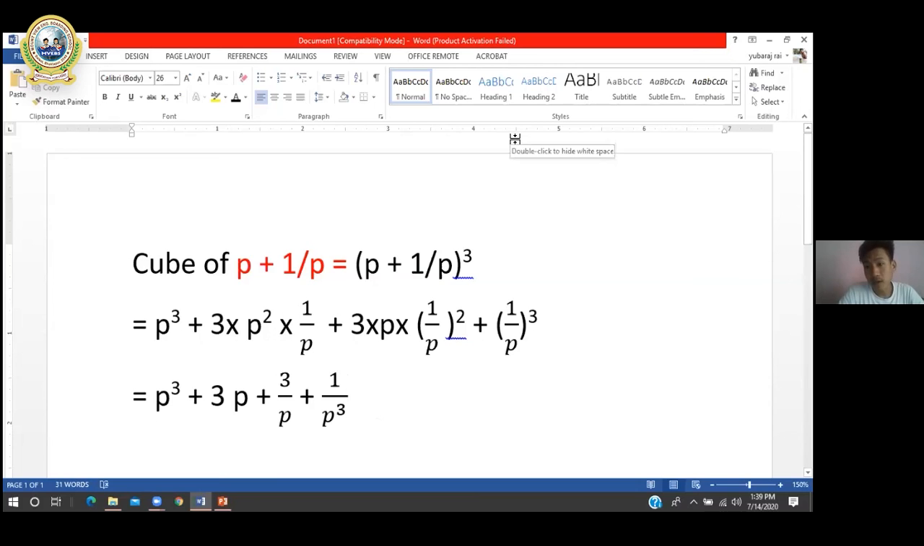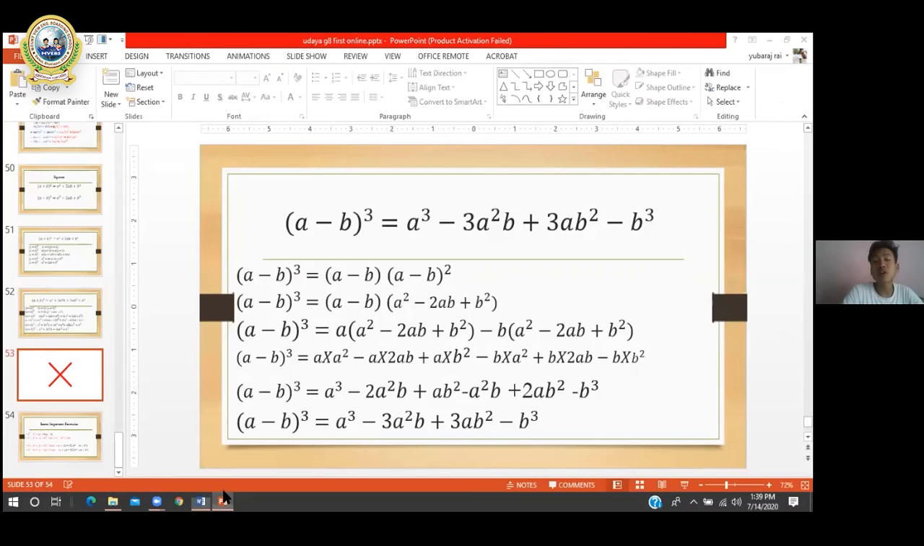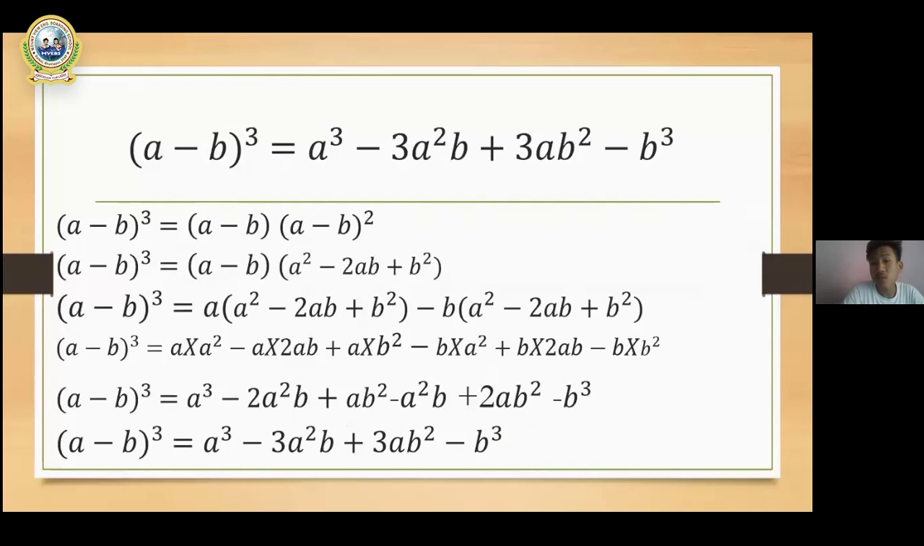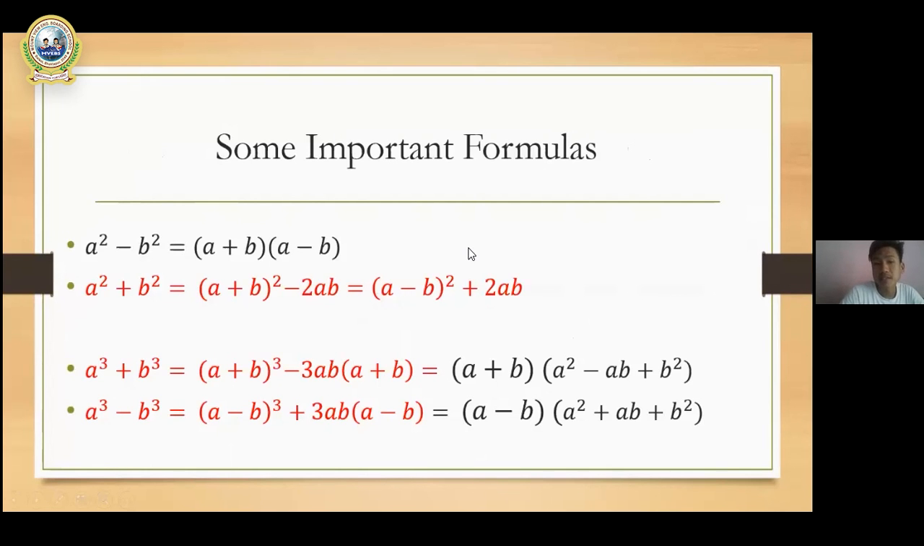So with that being said, there is another formula that is generated from these formulas. I'm going to show you, and you have to note it down and apply it. See, these are the formulas where the red color has been used. These are the most important formulas. There are 4 formulas: a squared minus b squared, a squared plus b squared, a cubed plus b cubed, and a cubed minus b cubed. Please note it down right now. You have one minute.